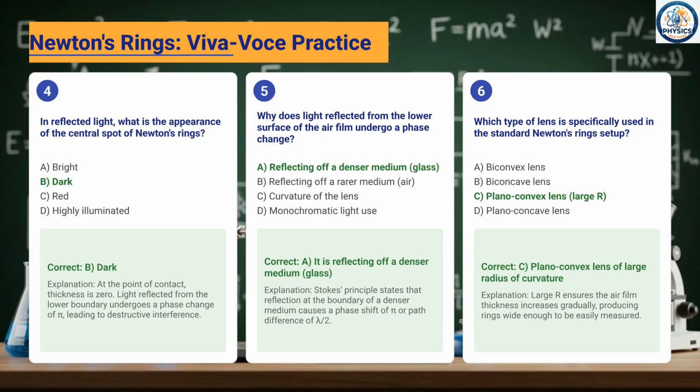Question 4. In reflected light, the central spot is dark due to destructive interference. 5. The phase change occurs because light reflects off a denser medium, which is the glass plate. 6. A plano-convex lens with a large radius of curvature is used to produce widely spaced, easily measurable rings.